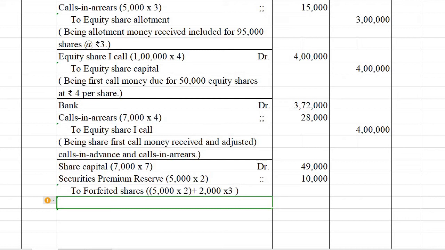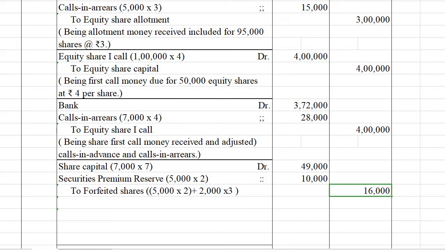That's what we have told the other day while discussing share forfeiture for the issue of shares at premium. So if premium is already paid, we need not consider premium anywhere in the forfeiture entry. If it is not paid, we have to consider it. So share forfeiture this much. That means 5,000 into 2 plus 2,000 into 3. Total comes to 16,000. That means 5,000 into 2, 10,000, plus 6,000. So that amount we have to write.